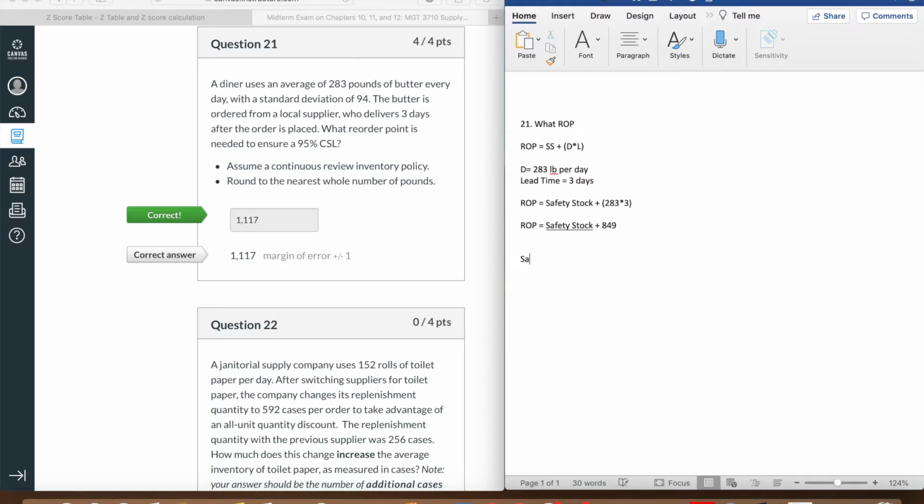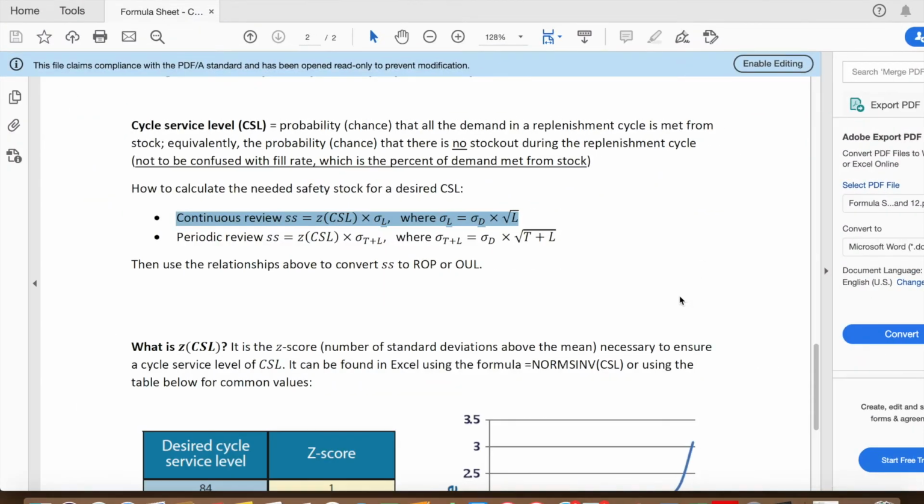Now, in order to find the safety stock, there's two ways. First of all, you have to remember that this is a continuous review policy. Don't get that mixed up with periodic review, because the formulas are different. Continuous review formula is like this. Periodic review formula is a little bit different. So make sure you're using the appropriate one. In this case, this is the formula we're using.